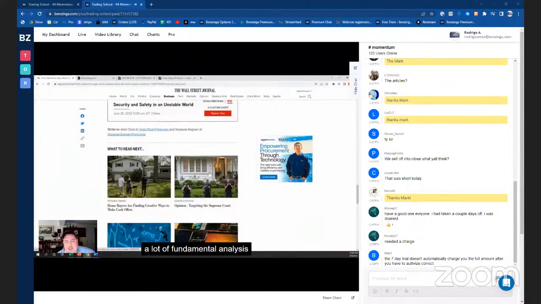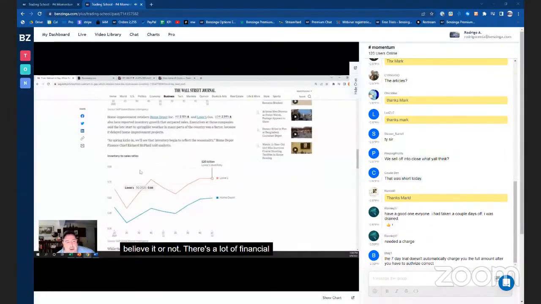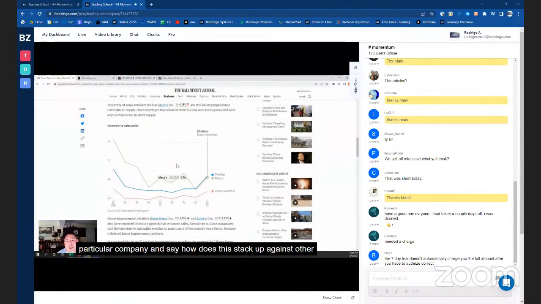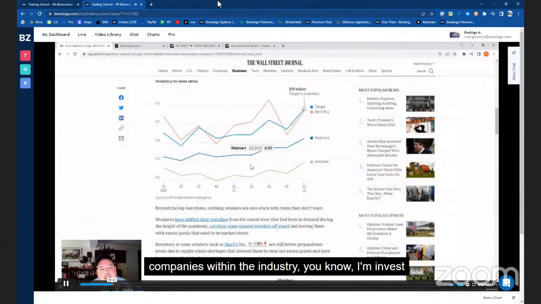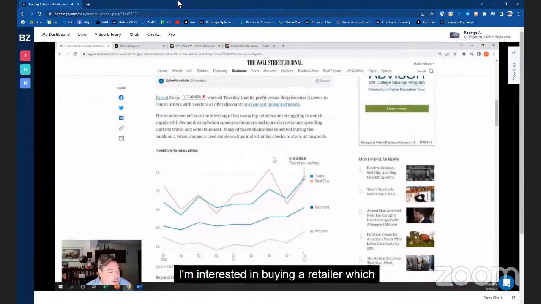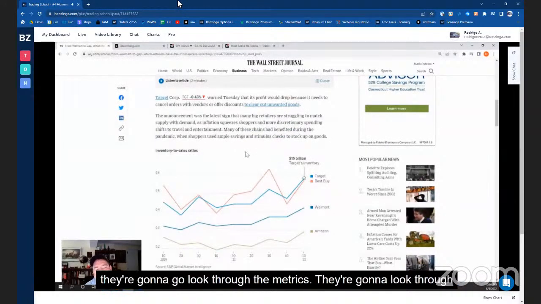A lot of fundamental analysis consists of looking at ratios, believe it or not. There are a lot of financial metrics like the price to earnings ratio and the price to sales ratio. Here we see the inventory to sales ratio. What analysts do is look at a particular company and say, how does this stack up against other companies within the industry? I'm interested in buying a retailer. Which one should I buy? Which one's the cheapest?